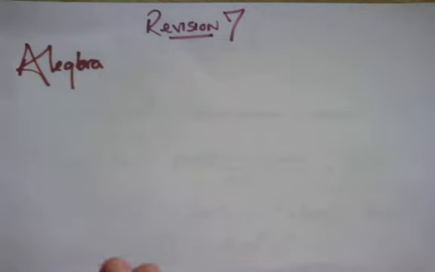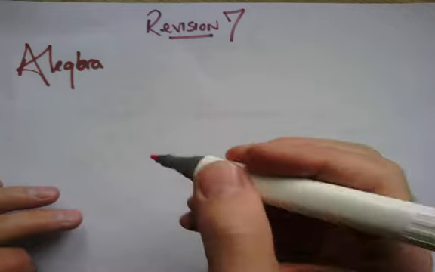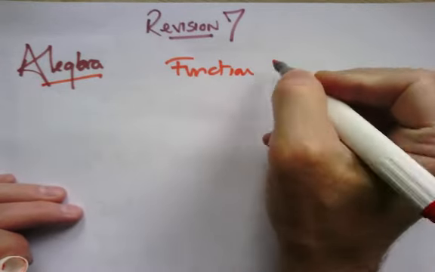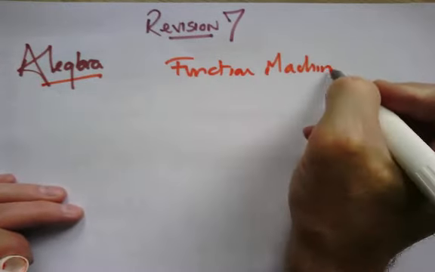So in this session we're going to look at algebra. We've done the first 6, which were all number, and this is now going to start the session on algebra, and we're going to look at function machines to begin with. So let me just show you what a function machine looks like.